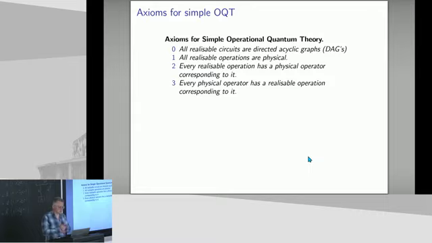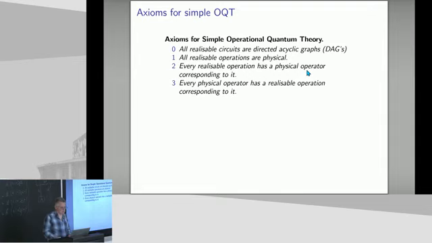Okay, and then you can have some axioms. Remember, we're in the simple book, so these are some axioms for operational quantum theory. And these are not meant to be sort of pleasing, reasonable axioms. These are still quite mathematical, but they're in this new language. And they're kind of familiar to you. Let me just state them. So all the realizable circuits are directed acyclic graphs. You don't want to have circuits that have wires going back in time. All realizable operations are physical. You want that so that your probabilities are between 0 and 1 and you don't have unphysical causality. Every realizable operation has a physical operator corresponding to it.